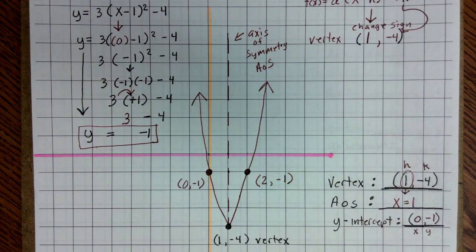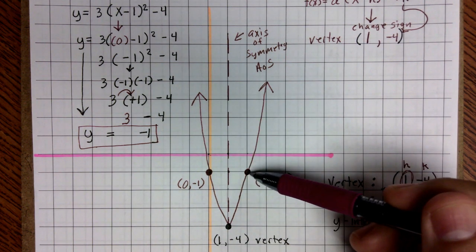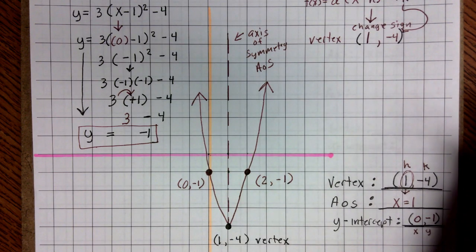And I'm finished. I found my vertex. I found my axis of symmetry. I used math to go ahead and find my y-intercept. And then I used that axis of symmetry to find where I should put my third point so that I could create the parabola. And that's all there is to it.